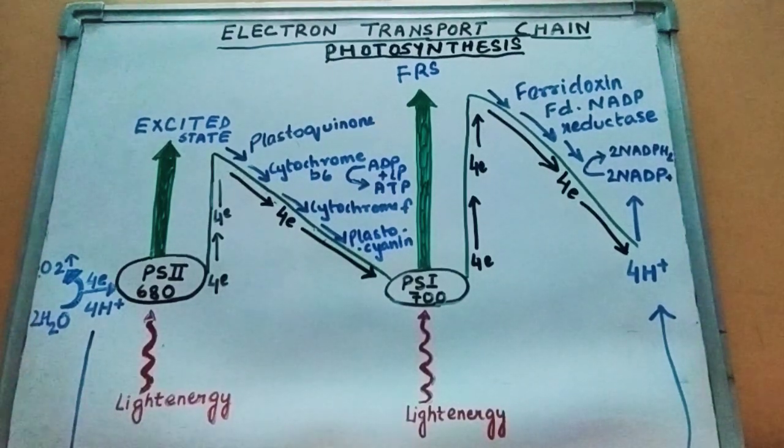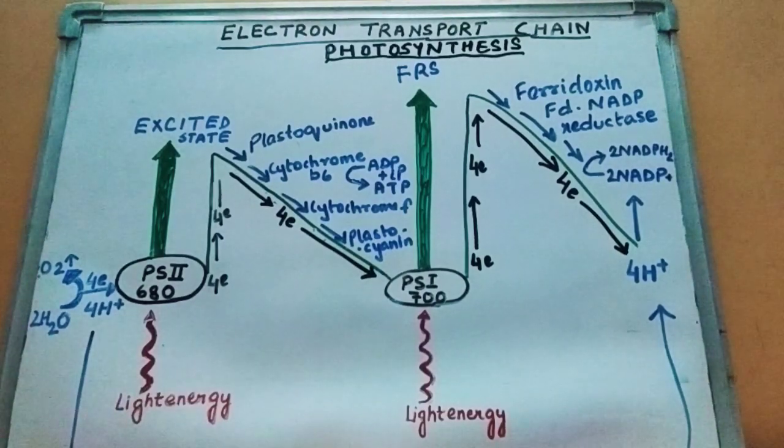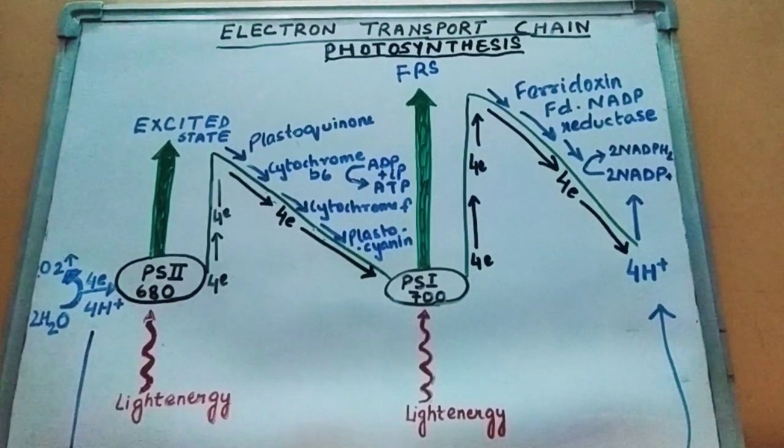Now these two compounds are used in the next phase, that is the dark reaction or Calvin cycle, to produce the ultimate product of photosynthesis, that is glucose. Hence the main aim of this particular phase, that is the light reaction, is to produce these two energy compounds.